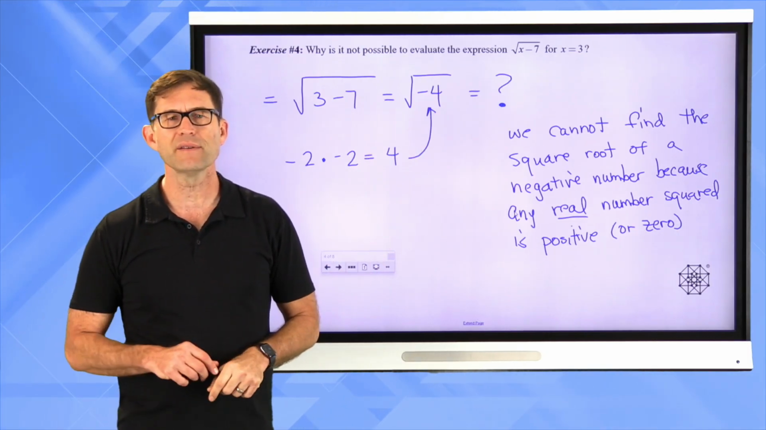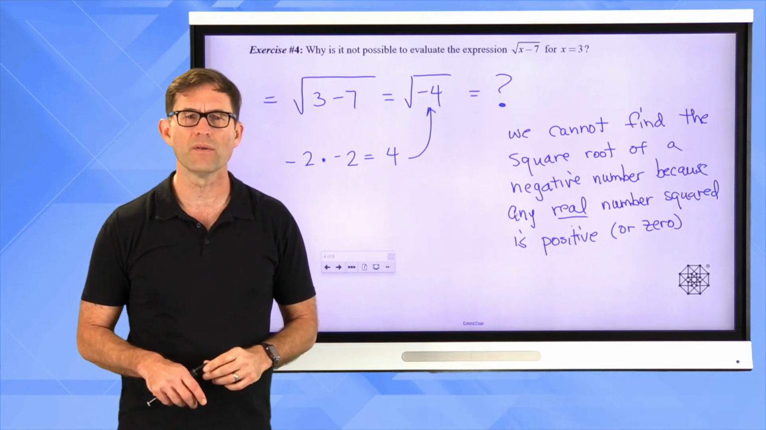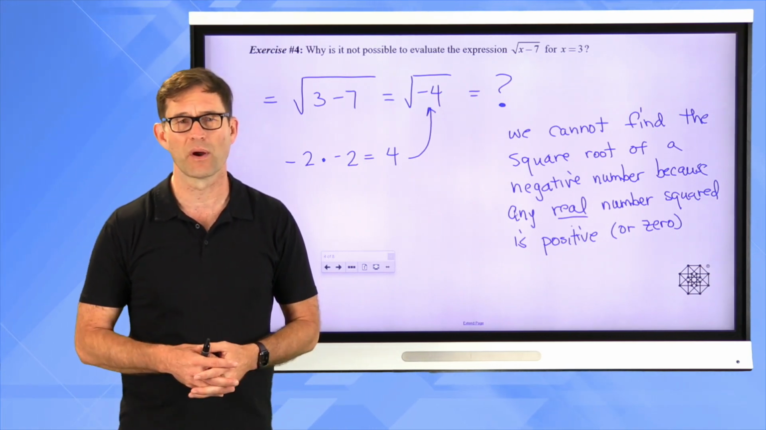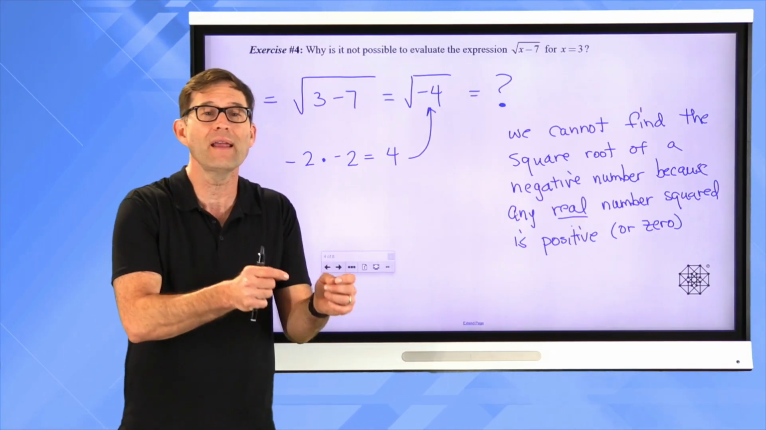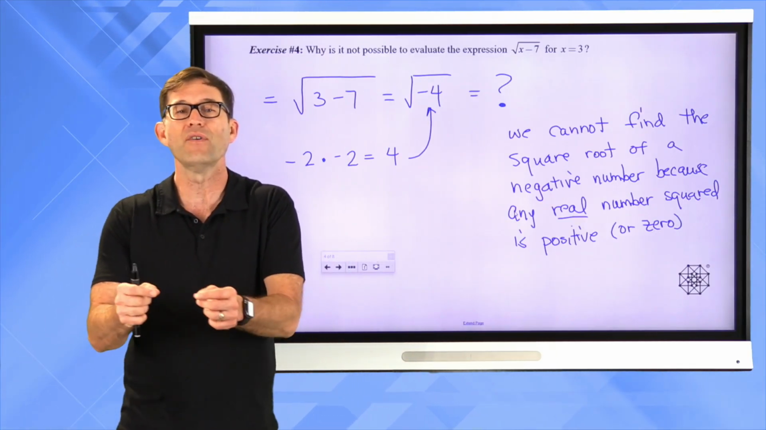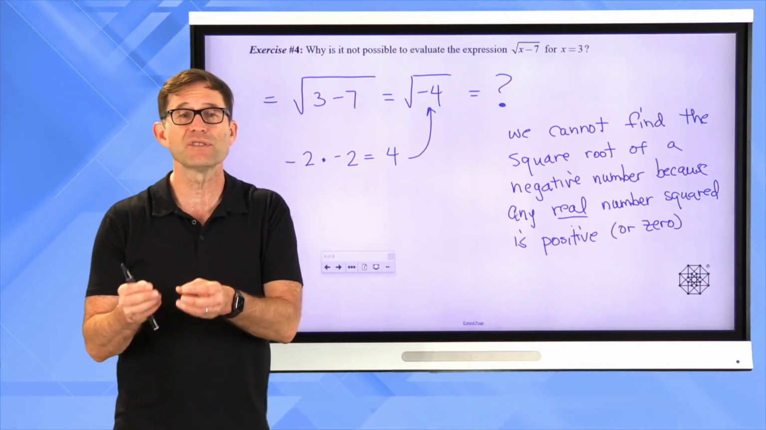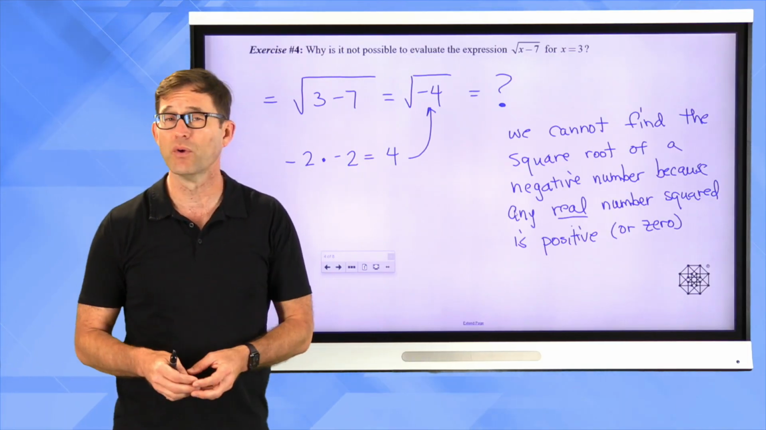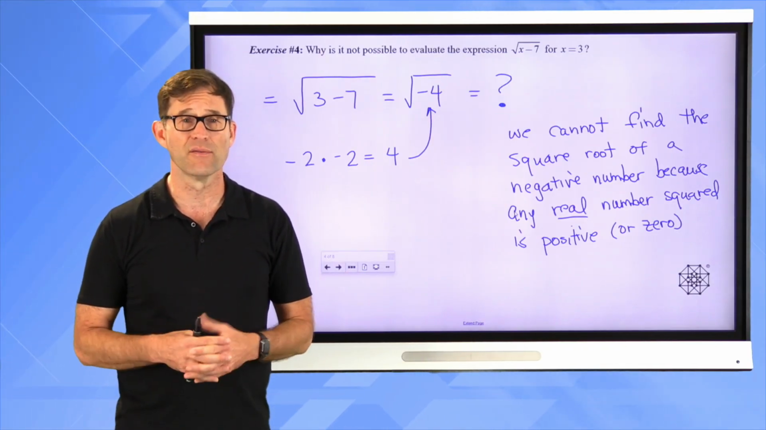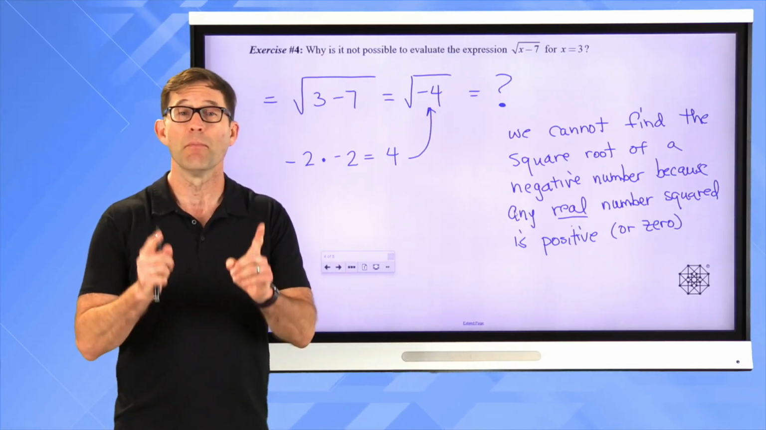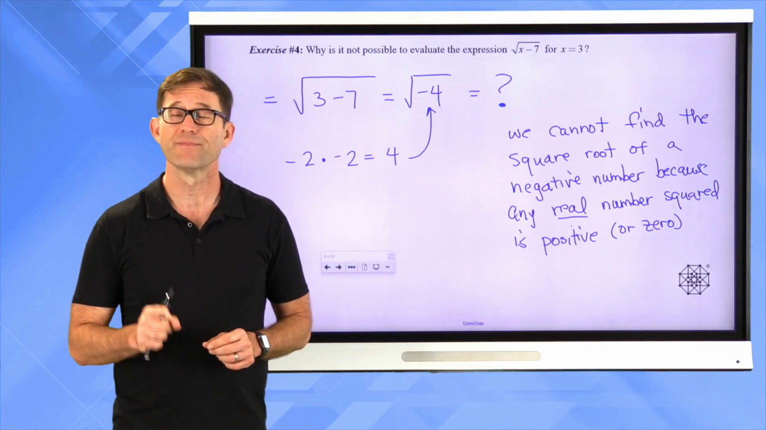Now watch out, a lot of students will say you can't have a negative square root. Well, no, you can have a negative square root. We just discussed that fact. What you can't do is find the square root of a negative number. So that's precision in language. Never say you can't have a negative square root. You can have a negative square root all the time. Negative square root of 4 is negative 2. But the square root of negative 4 cannot be found as a real number. All right, let's keep going.